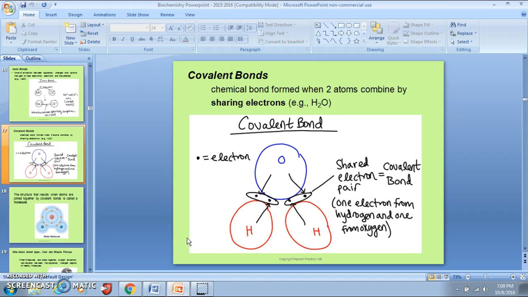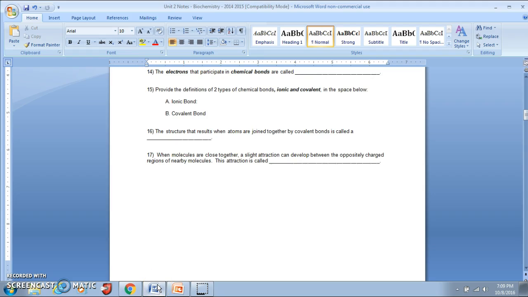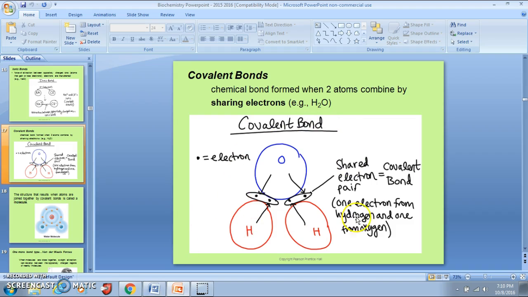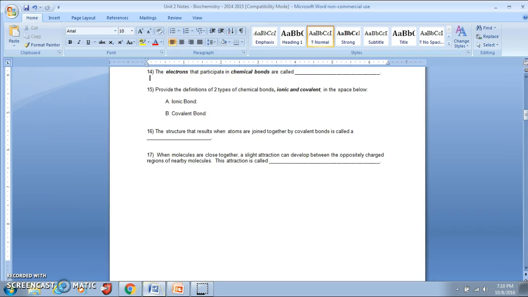Okay. So ionic bonds occur when there's a transfer of an electron from one atom to another, and a covalent bond occurs when atoms share a pair of electrons. So you're going to put the definition for covalent bond under number 15, and you are going to draw the picture for a covalent bond in the space below.